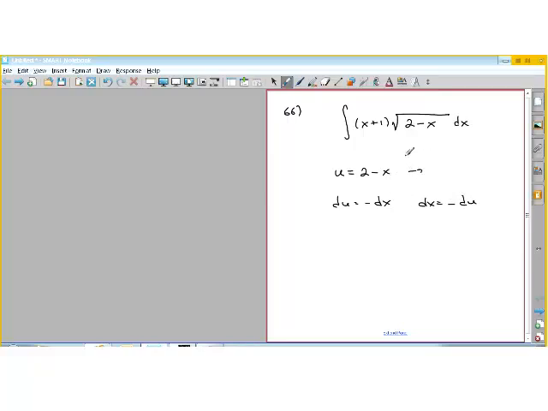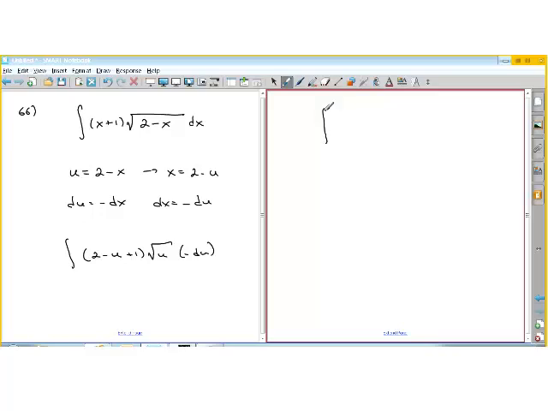Now the additional thing we have to do is solve for x. So if we solve for x, you'll get x is equal to 2 minus u. If I move this to the left-hand side, it becomes positive. Move this to the right-hand side, it becomes negative. So you get 2 minus u. So then you can make the substitution. So we have the quantity x. x is 2 minus u. And then we add 1. And then we have the square root of u, all times negative du, because dx is negative du.